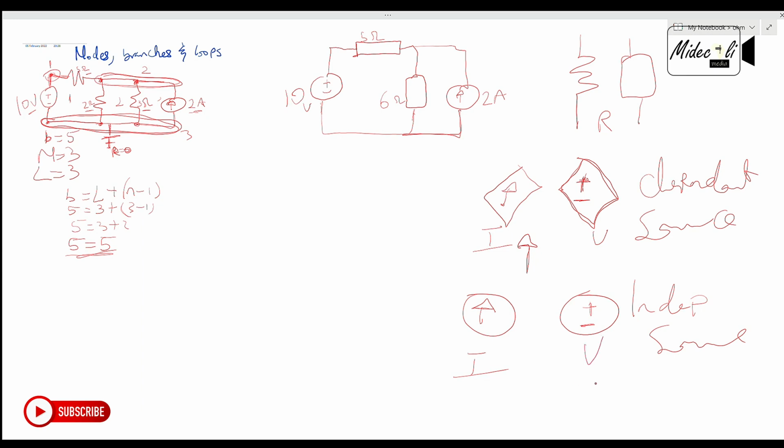Then at times our voltage could be given this way. Plus, always know the longest side is plus, the shorter side is minus. This is also voltage. But when you see that they are equal, that's a capacitor. Take note of that.